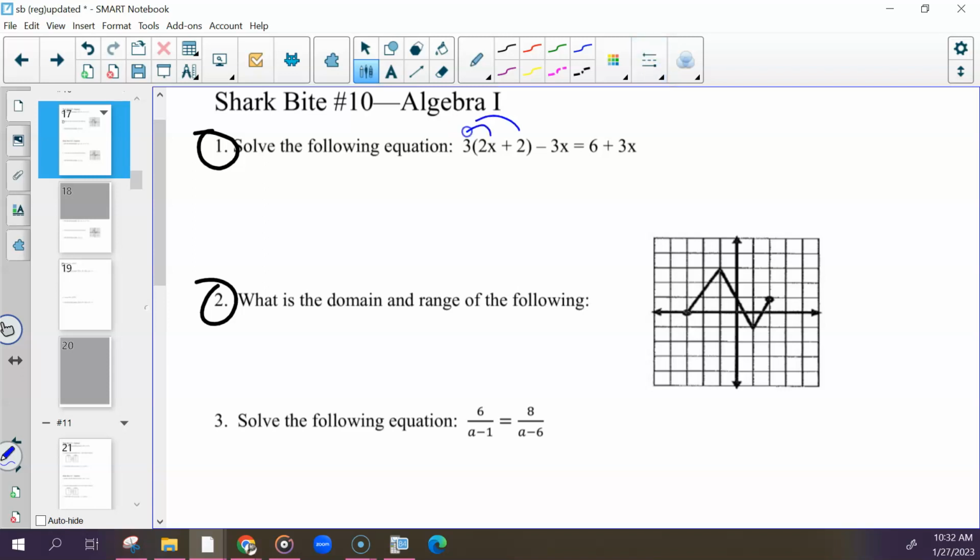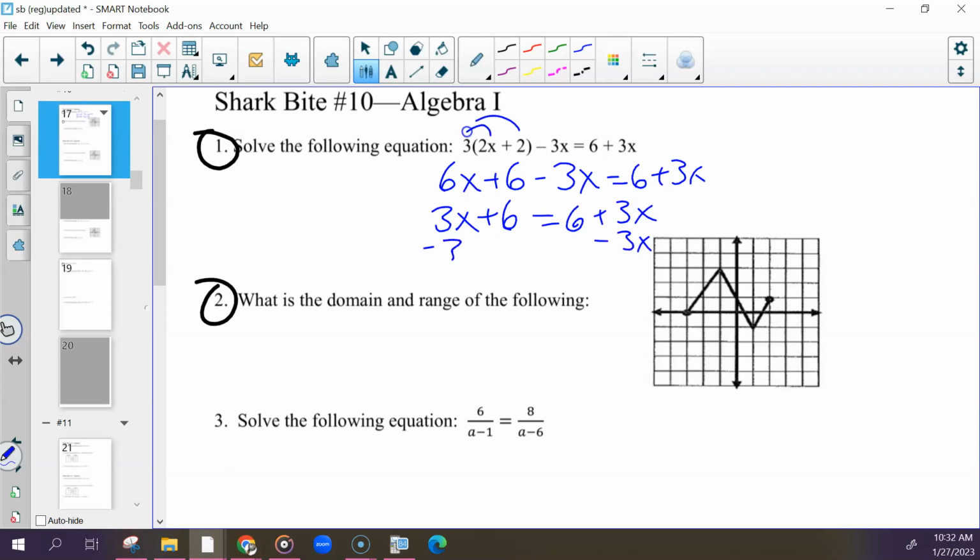So distribute, so we have 6x plus 6 minus 3x. Then combine your like terms on the same side, the 6x and the negative 3x to get 3x. If you saw that these have the same things on both sides, you could have stopped there, said this is infinitely many solutions, or if you forgot that, you could have kept going. Let's say you got rid of the 3x and the 6, you would get 0 equals 0.